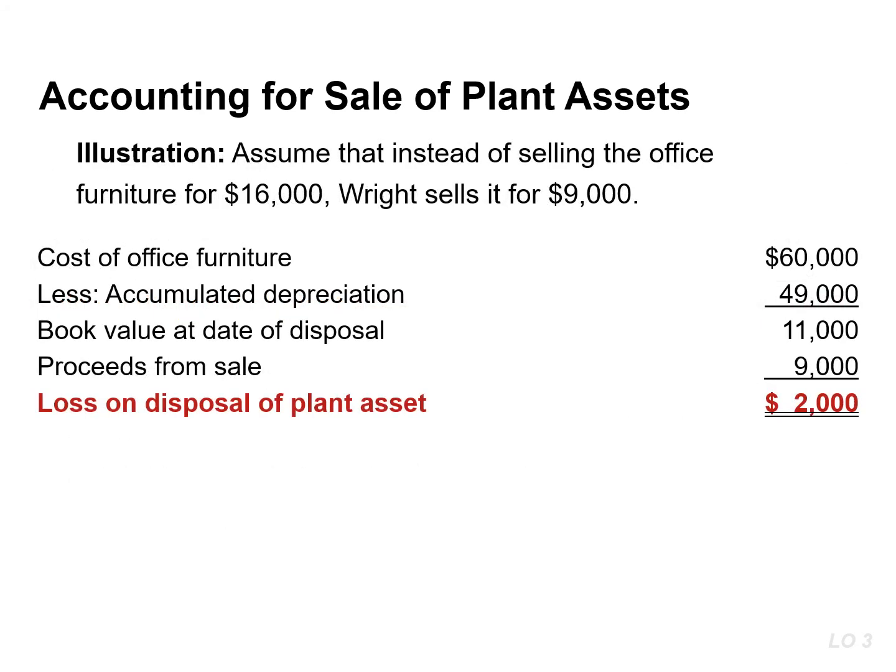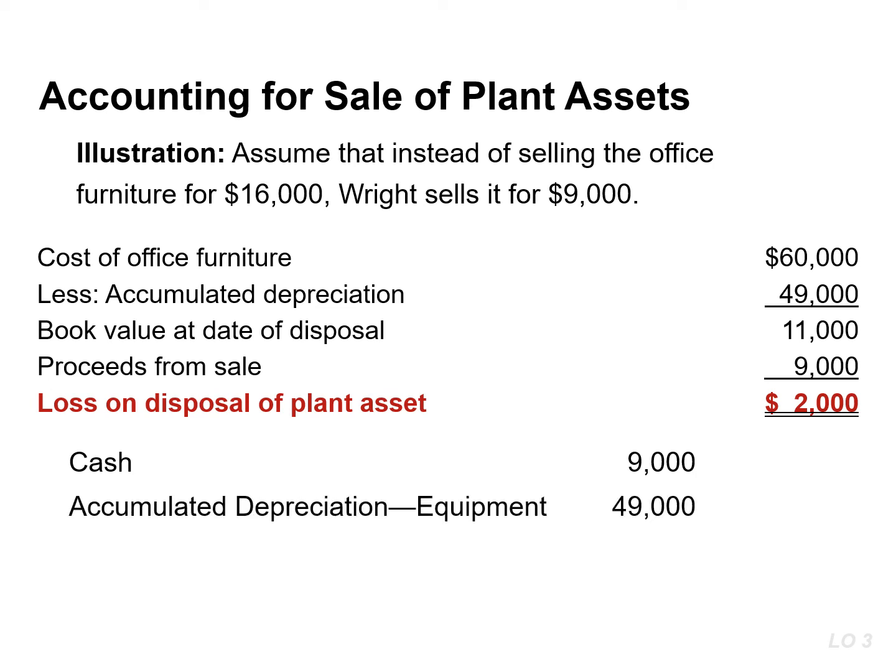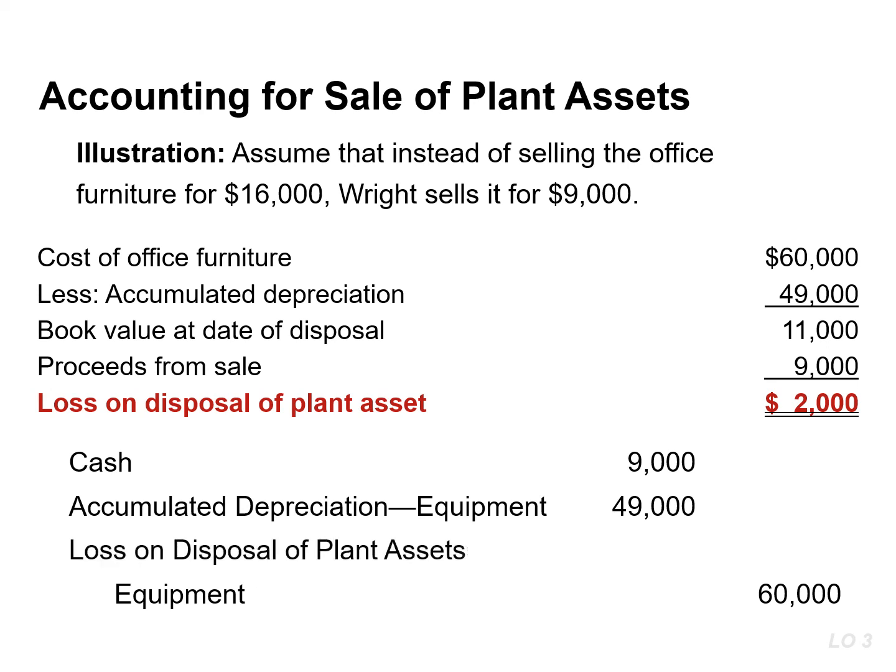Let's assume that instead of selling the office furniture for $16,000, Wright sells it for $9,000. In this instance, Wright has a loss of $2,000 because the proceeds of $9,000 are less than the book value of $11,000. In order to record this journal entry, we would debit cash for the proceeds, in this instance, $9,000. We would debit accumulated depreciation for $49,000. We would credit the equipment for $60,000. And in this instance, we need a debit, which is loss on disposal of plant assets, in the amount of $2,000 to make this journal entry balance.